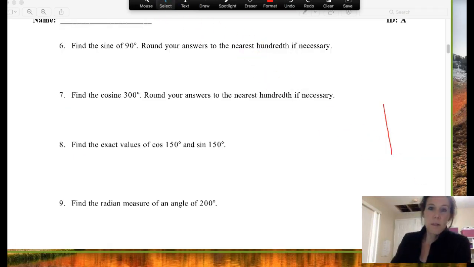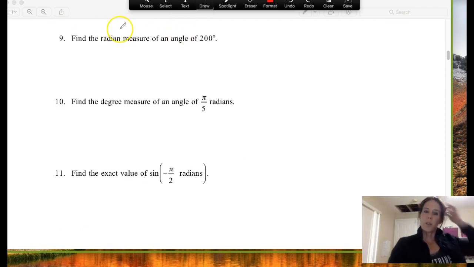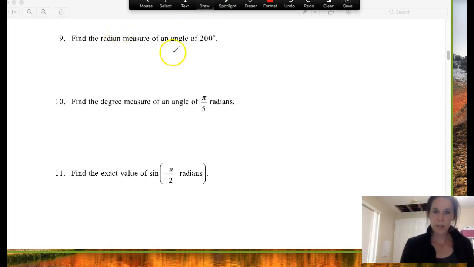All right, and my 30. So cosine of 150 is negative square root of 3 over 2, and the sine is 1/2. All right. This one asks to find the radian measure of an angle of 200 degrees.